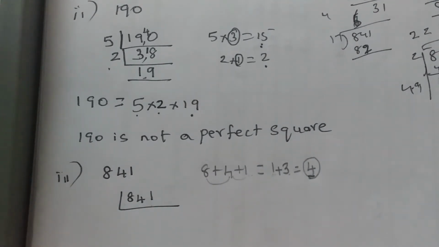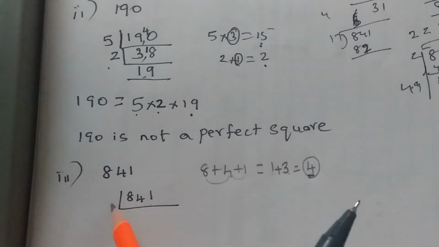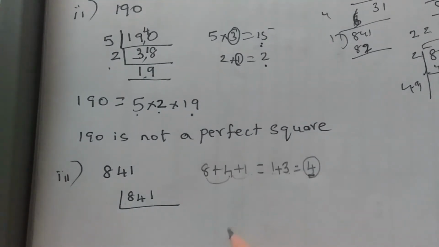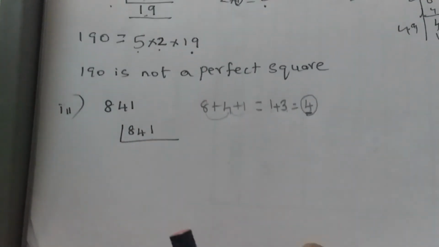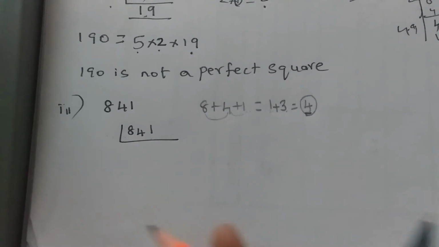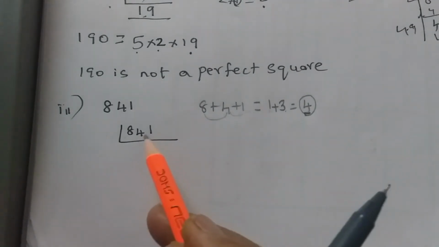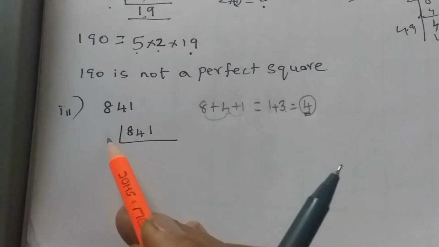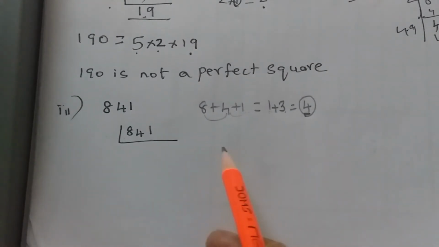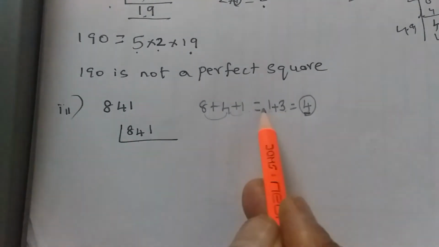What do you mean by not divisible? That is, if you divide by 3, your remainder will not become 0. Divisible means when you divide by 3, the remainder should become 0. Then only it is divisible. But now 841, if we divide by 3, the remainder will not become 0. So we cannot divide by 3.